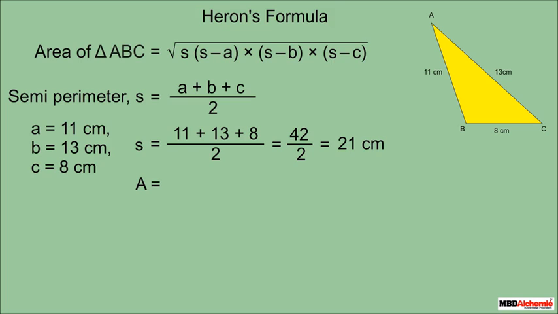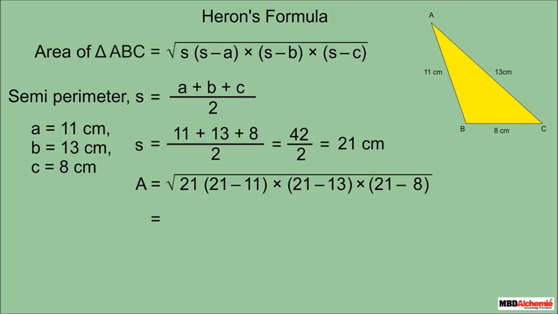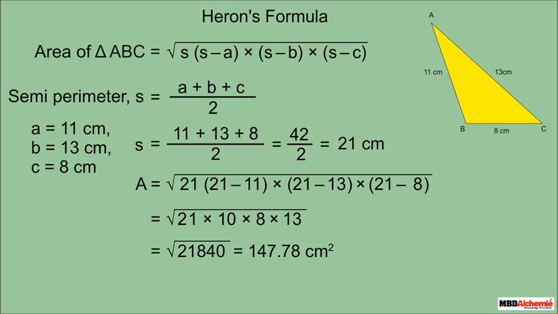The square root of 21 into the difference of 21 and 11 into the difference of 21 and 13 into the difference of 21 and 8. In the next step, square root of 21 into 10 into 8 into 13, which is equal to square root of 21840. That is equal to 147.78 centimeters square. In this way, we can easily find the area of any scalene triangle.